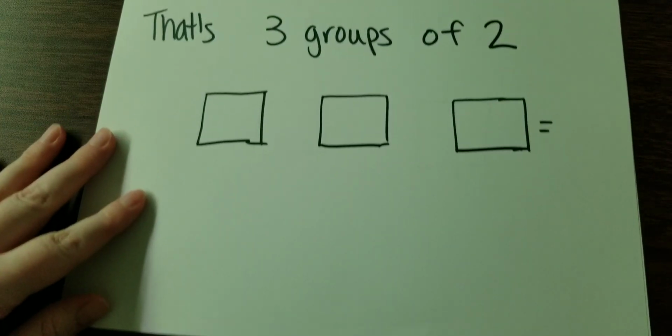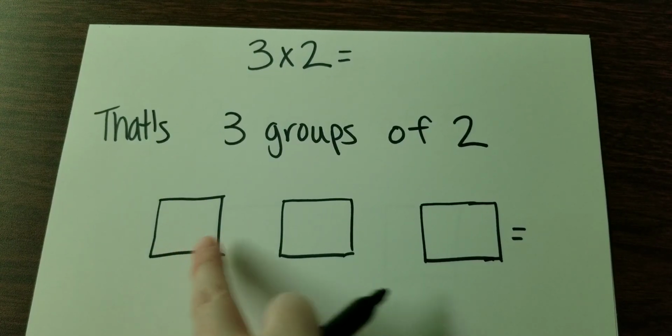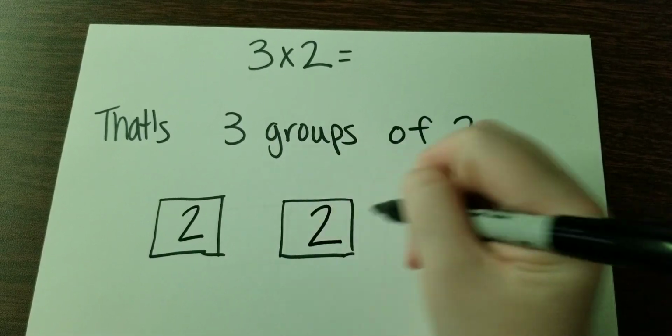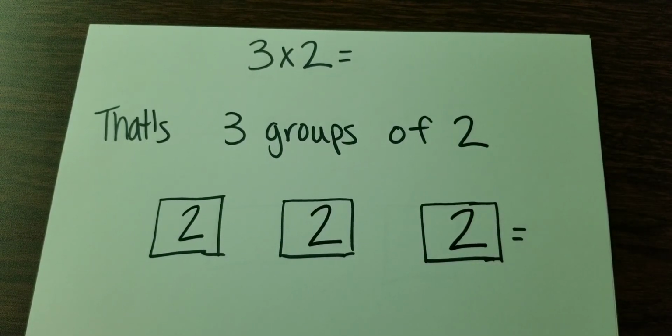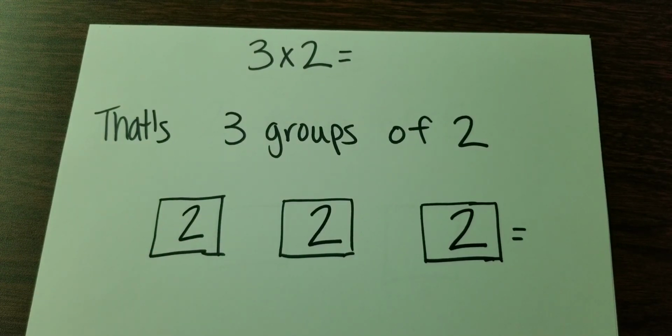Here's 3 times 2. That's 3 groups of 2. So here's my 3 groups, and I'll put 2 inside. Remember, arrays are equal groups. That can be objects, pictures, or numbers. So here's 3 groups of 2. Now this looks familiar.